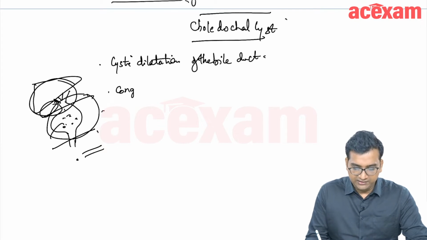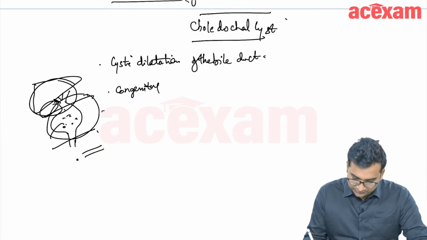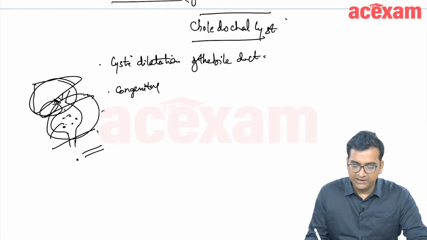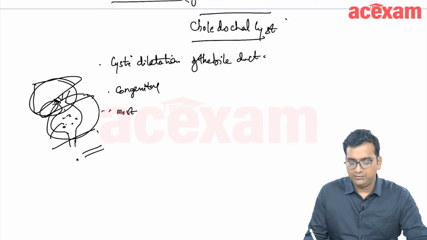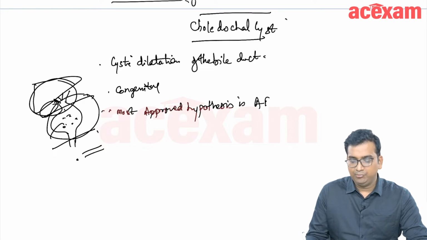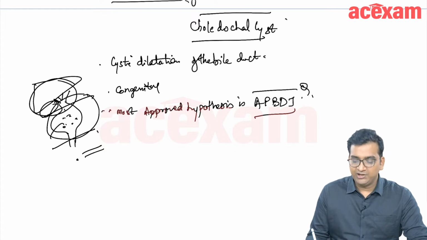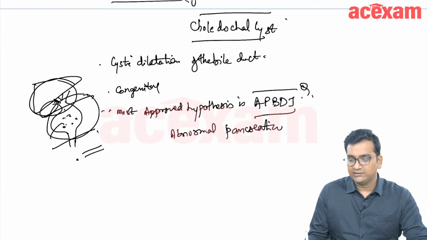It is a congenital cyst or the congenital dilatation of the bile duct, and the most commonly approved hypothesis is APBDJ. Now what is this APBDJ? This is abnormal pancreaticobiliary duct junction.